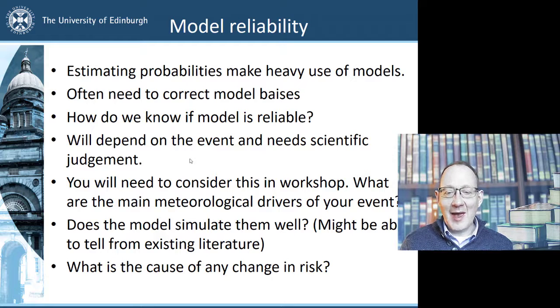But think about the main meteorological drivers of your event. Ask, does the model simulate those well? You might be able to tell that from the existing literature. And then think about what is causing the change in risk. Is it that the model distributions are getting wider, or are they just shifting? Shift is probably more reliable than a widening of the distribution.